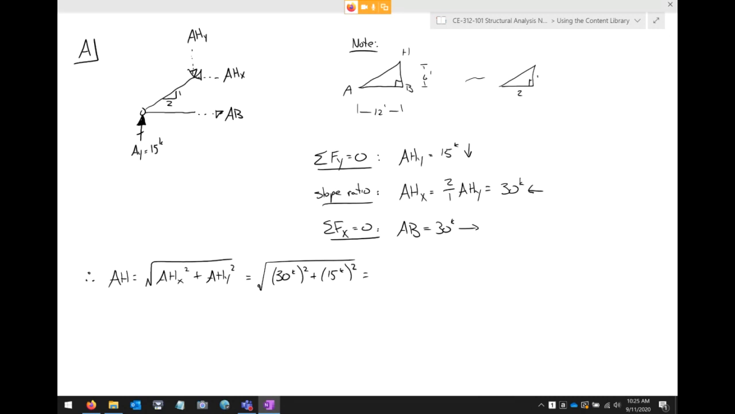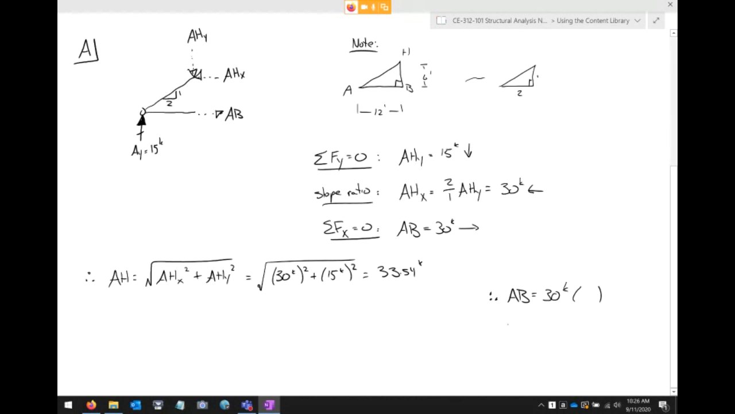See, unlike the problems that we did last time where we were using 3, 4, 5 triangles, they come out as semi-even numbers. This is going to be decimals. They're going to trail off. So we'll say like 2 decimal places. And then AB, we don't need to do that when we've got that here. Therefore, member AB is 30 kips.